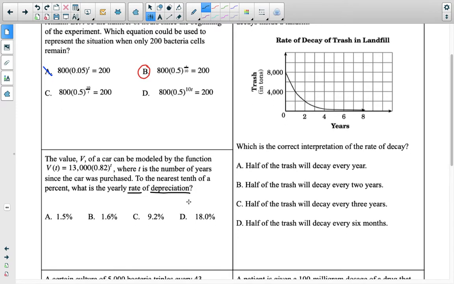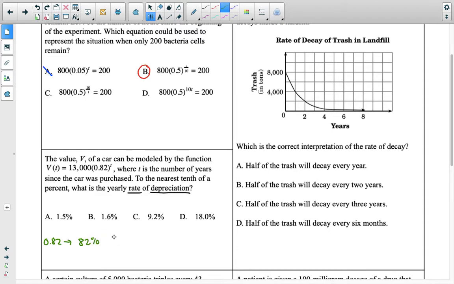What that means, we need to take our factor, because remember, this is our growth and decay factor, and we need to determine how far away that is from 100. So we take our factor of 82/100 and we turn this into a percentage, which is moving it to the right twice. So that's 82%.